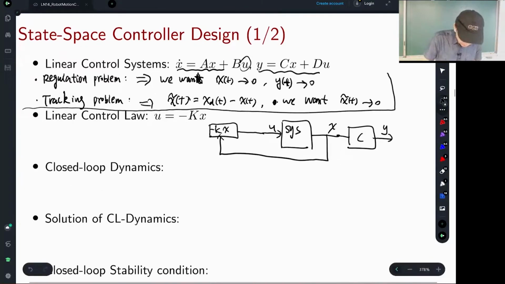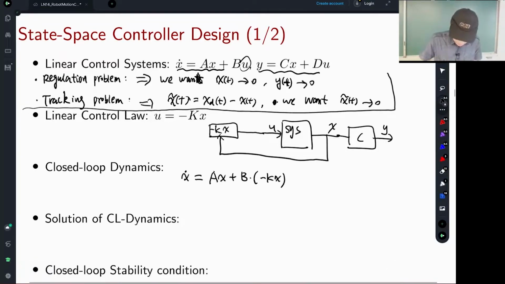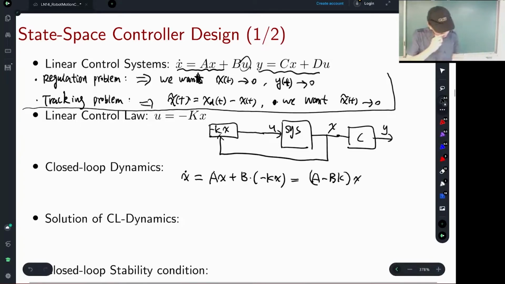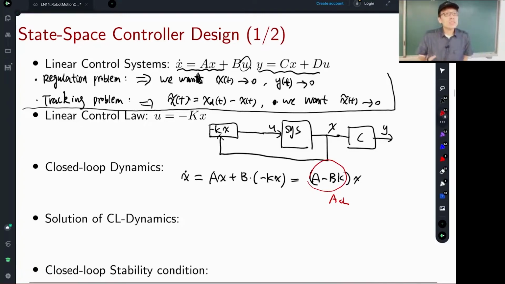And we can describe the closed loop dynamics, which is x dot equal to, if you analyze the entire closed loop behavior, what you have is Ax plus B times negative Kx, that's u. And this tells us (A minus BK) times x. And we call this A closed loop. The closed loop system is also a linear system. And by choosing different control gain K, we can modify the closed loop A matrix.